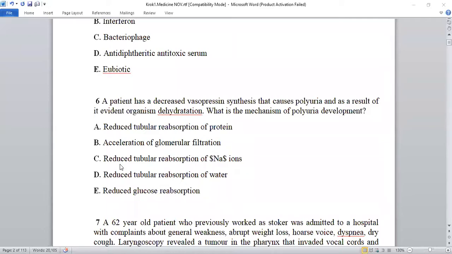A patient has decreased vasopressin synthesis that causes polyuria and, as a result of it, evident organism dehydration. What is the mechanism of polyuria development? All right. So they are saying that the patient had a decreased vasopressin synthesis. So what's the other name for vasopressin? Antidiuretic hormone. ADH, antidiuretic hormone.